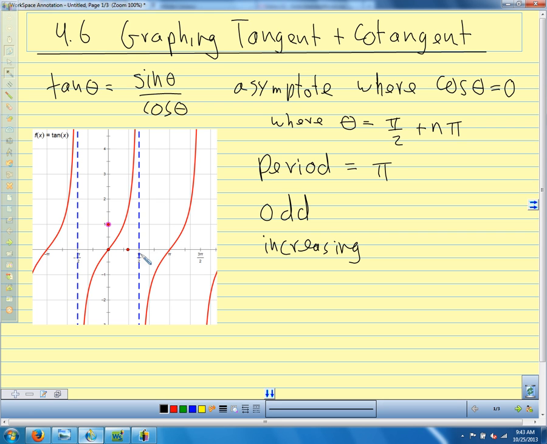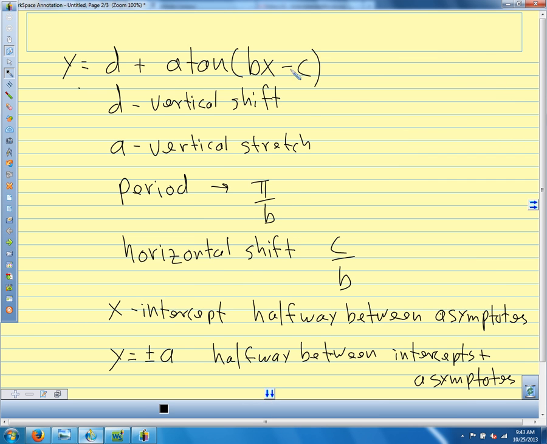Pi over 4. The tangent of pi over 4 is one. Sine of pi over 4 is square root of 2 over 2. Cosine of pi over 4 is square root of 2 over 2. So the tangent of pi over 4 is 1. So when I stretch and when I change the period, the point that's halfway between the intercept and asymptote will always have me finding the tangent of pi over 4. Tangent of pi over 4 is 1. And then I just have 1 times a.